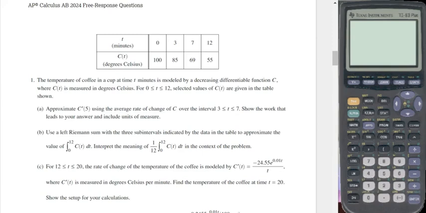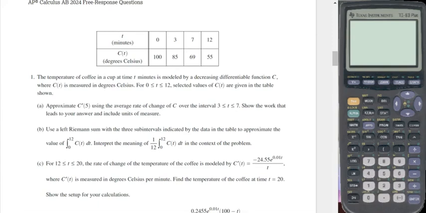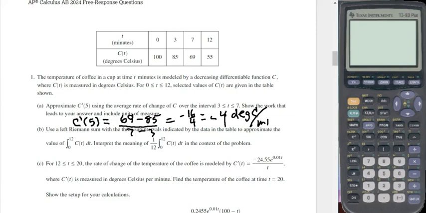Include units of measure. So we want to include notation here. So we're going to write C prime of 5 equals, and then we want to show the work. The best that we can do is use the two data values that correspond to times 3 and 7 on the table and do the average rate of change. So you would have to do 69 minus 85 over 7 minus 3. And that's going to be negative 16 over 4, which is negative 4. The units would be degrees Celsius per minute. Okay, so not too bad there. We did everything that it asked for.